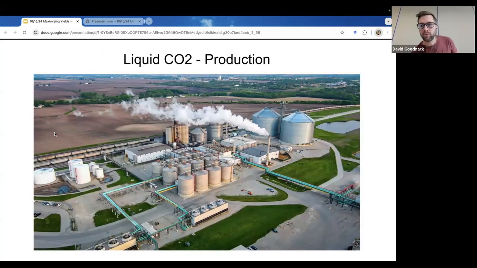So let's talk about liquid CO2 and where it comes from. Liquid CO2 is a byproduct from big chemical plants. So it typically comes from ethanol, ammonia plants, hydrogen plants, or it could come from a well, so it can be pulled straight from the ground. Understanding this helps understand where we get shortages from and where the pricing of CO2 comes from.